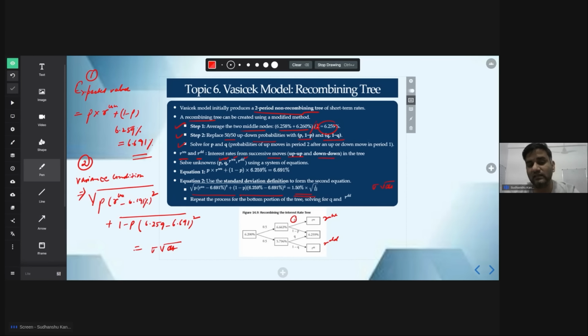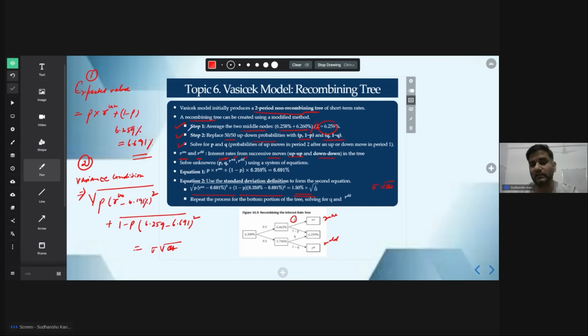Recombining trees are very important because we want a model that does not have infinite or exponential possibilities. You simplify your computation. Arbitrage-free models like Vasicek can be implemented in recombining trees despite the mean reversion. This equation is very complex, I totally agree. They will not tell you to calculate it, but you should know these steps.